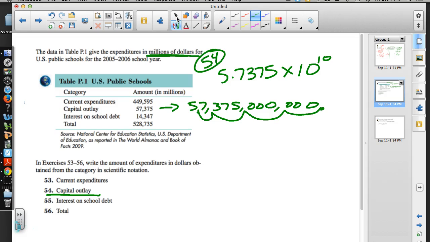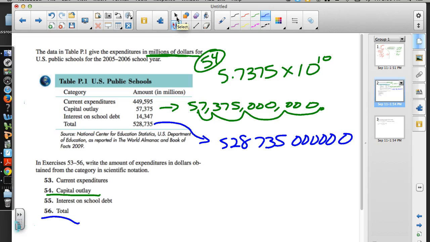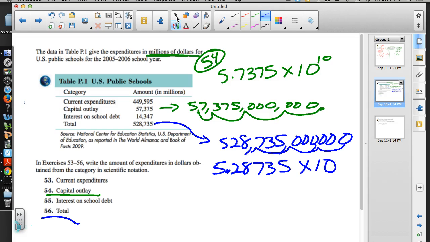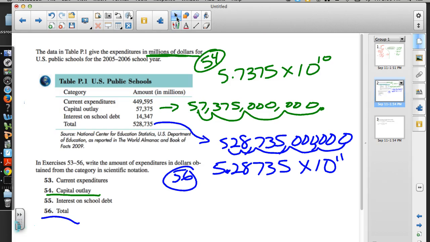Again, you had also asked for number 56. My guess is it was the same thing, because 56 is for the total, but you need to put your zeros on there for millions so that your counting will work out. So 5.28735, because you want that decimal behind the first non-zero digit, and then do your counting. We have 3, 6, 9, 10, 11 positions. So this would be the answer to number 56. But overwhelmingly, the most common mistake that is made with that chart is just not recognizing that it's in millions.